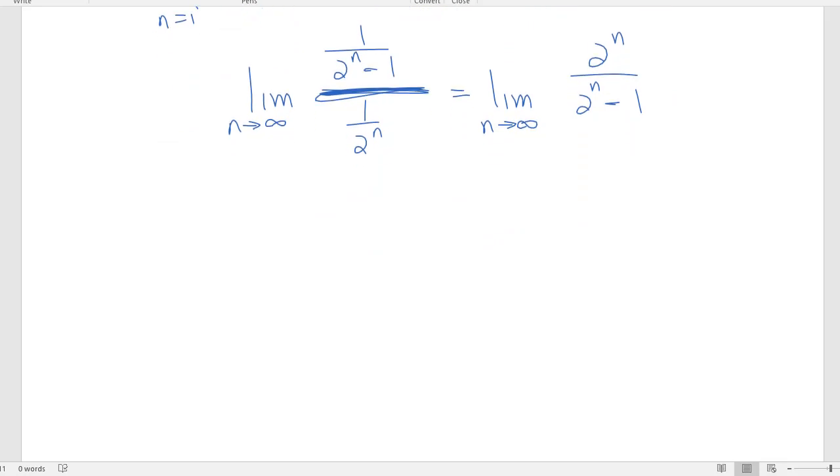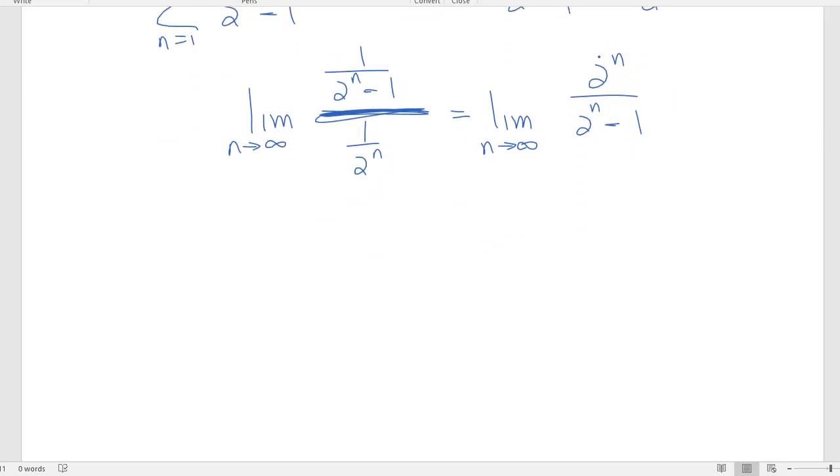Let's work through this. Now, if I look at the numerator and denominator, this is like an exponential, 2 to the n, and that's going to go off to infinity. And then, 2 to the n down here is going to also go off to infinity. So what I'm going to do is use L'Hopital's rule to evaluate that limit. I love L'Hopital's rule.